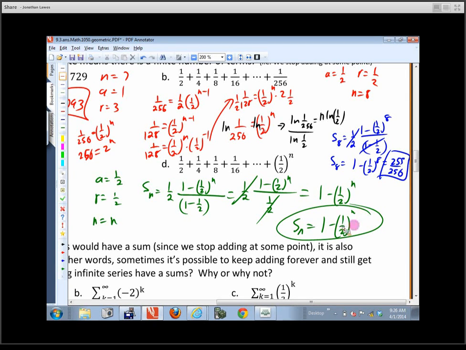But I want you to take a look at this. Would this formula work for this one right here? The sum of the first 8 terms that we had here. If I put an 8 right here, I put an 8 right there. Isn't that what we ended up with right there?